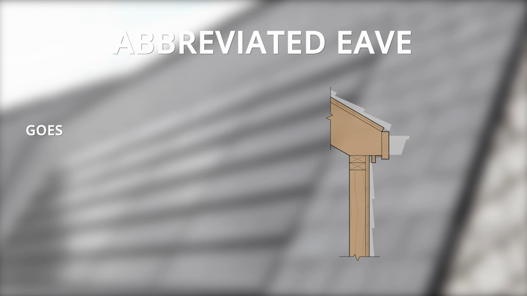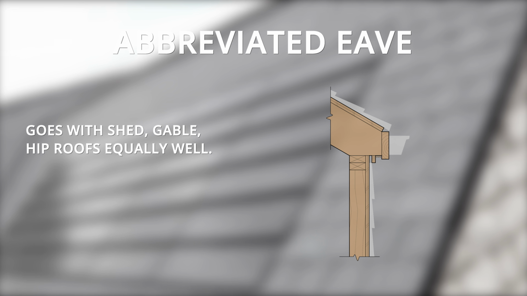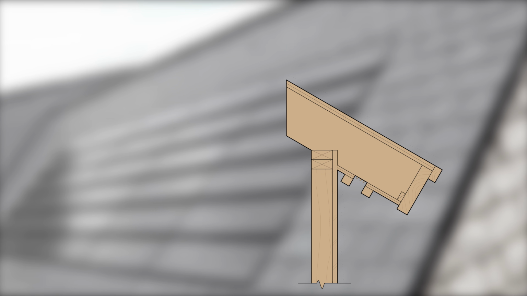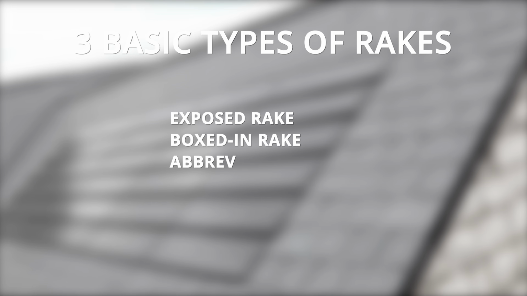Abbreviated eave goes well with shed, gable, and hip roofs equally well. Boxed-in eave goes with shed, gable, and hip roofs equally well. There are 3 basic types of rakes: exposed rake, boxed-in rake, and abbreviated rake.